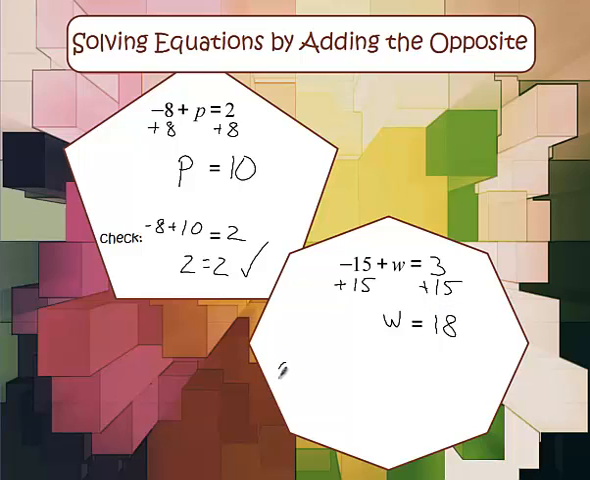So let's check. So I have negative 15 plus 18 equals 3. And again, this is the same thing as saying 18 minus 15. And so that is 3 equals 3. And once again, this checks.